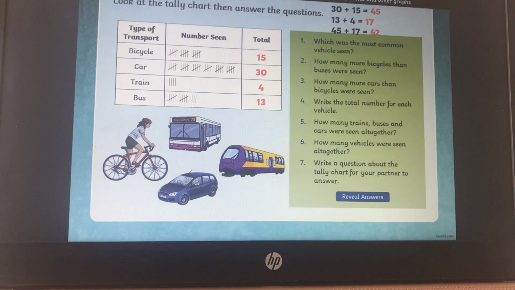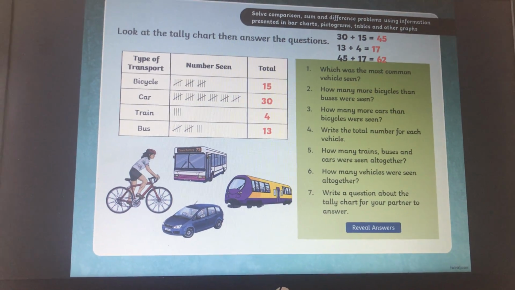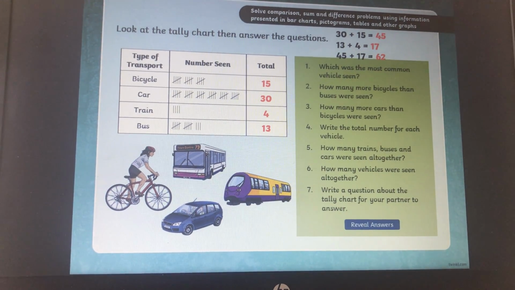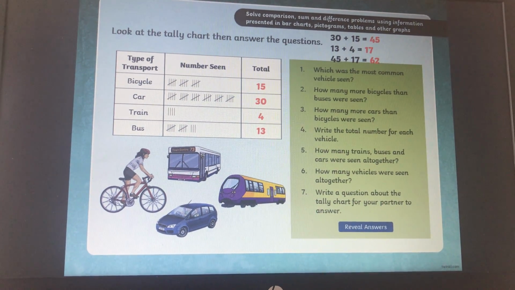With most statistics questions, you may be asked to write a question of your own. This can be really simple. Something like, how many more cars were seen than trains? Or how many cars and trains were seen all together?